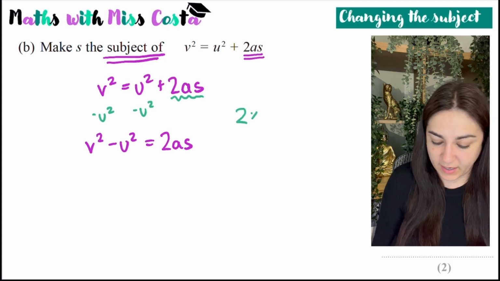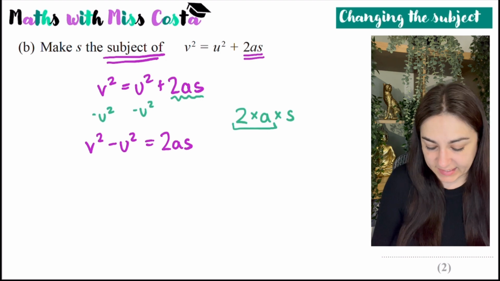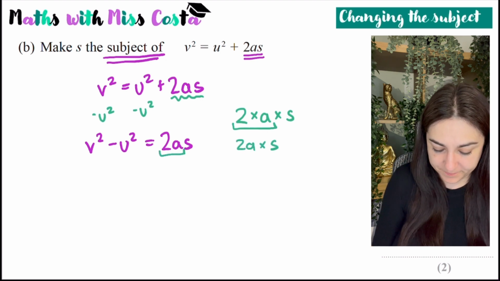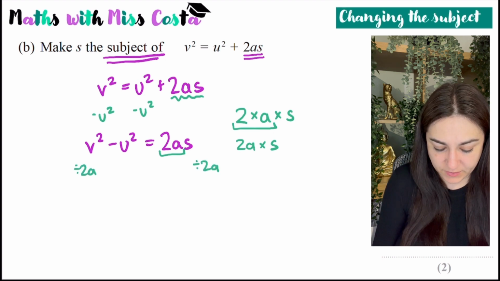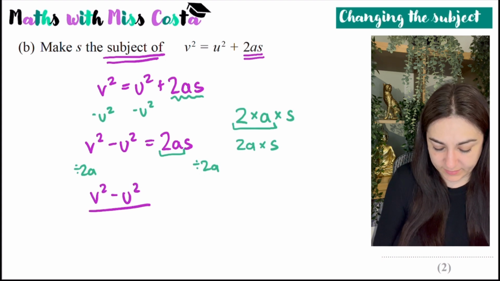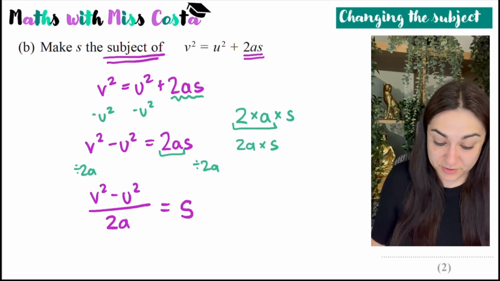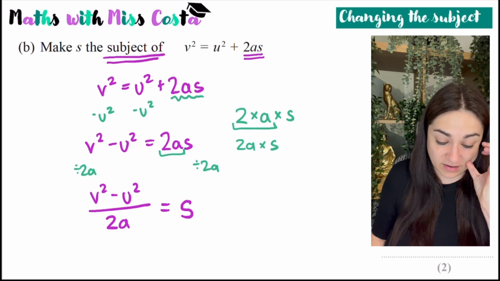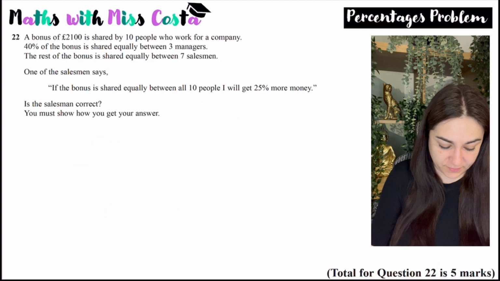Now, if we think back to what happened in the last question, 2as means 2 times a times s. So s is actually being multiplied by 2a. So what I can do is divide both sides by 2a, and then that leaves me with s on its own. So I've got v squared minus u squared over 2a equals s. But once again, this is quite a tricky one. And what you could do is also use a function machine to help you decide what you need to do first.